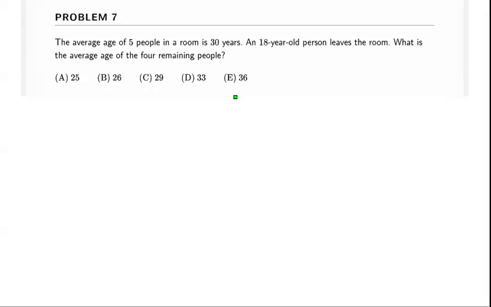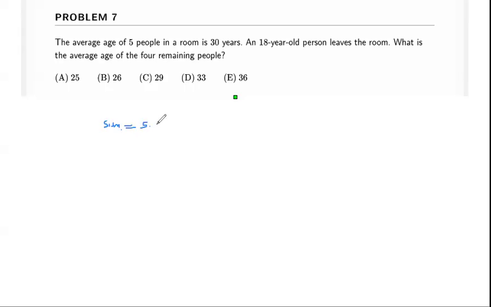So let's move on. Number 7 says the average age of the 5 people in a room is 30 years, and an 18-year-old person leaves the room. What would be the average of the remaining 4 people? Since we know the average of the 5 individuals is 30, we can take each of their ages as 30, even though it's not exactly 30. Some of them are larger and some are smaller than 30.